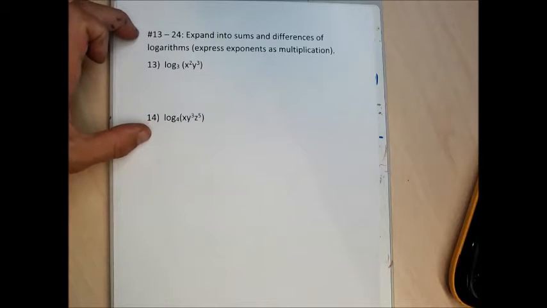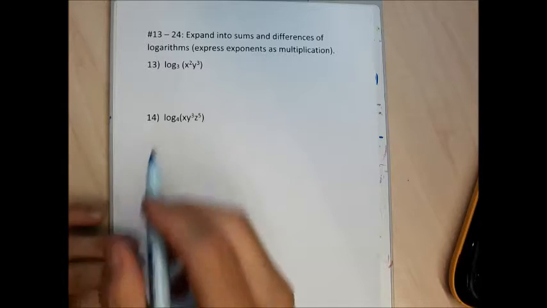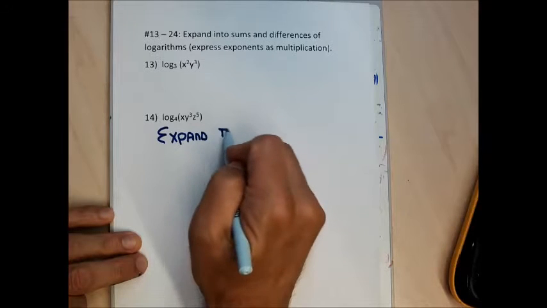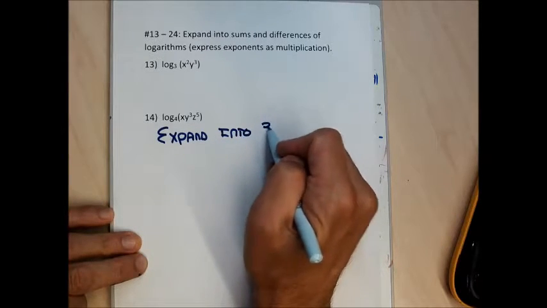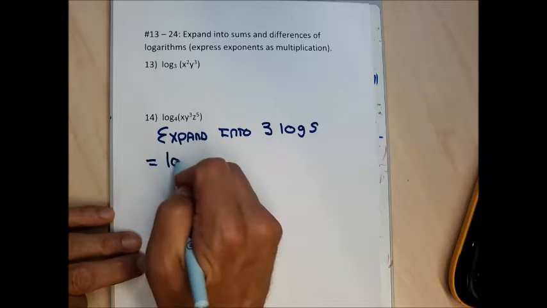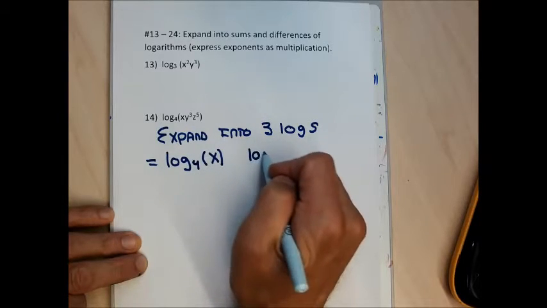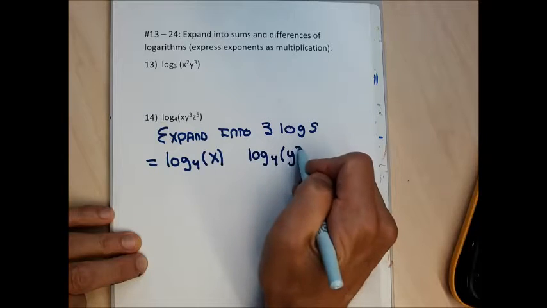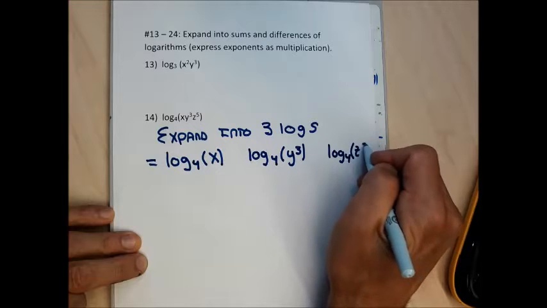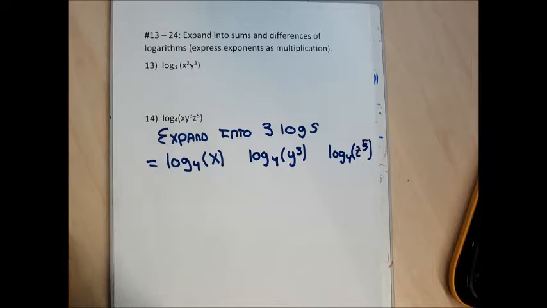The problems in the homework I can't check on my calculator because it has letters. So I'm going to do number 14 first. 14, I'm going to expand into 3 logs because there's 3 letters. So when I go to expand number 14, I'm going to make a log base 4 for the x. I'm going to make a log base 4 for the y cubed, and a log base 4 for the z to the 5th. I have to put signs between the logarithms, and the only signs that I'm allowed to put in are plus or minus.